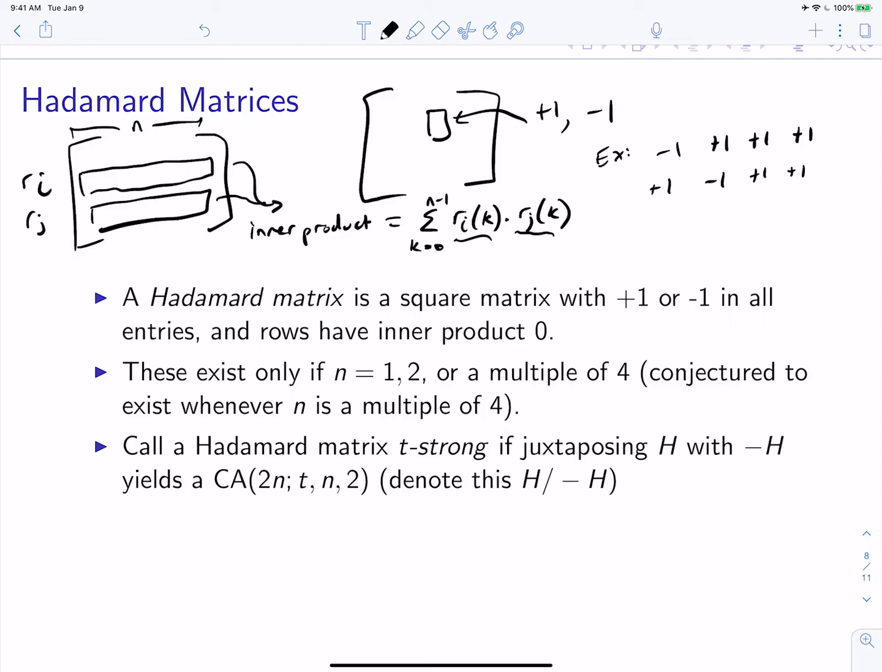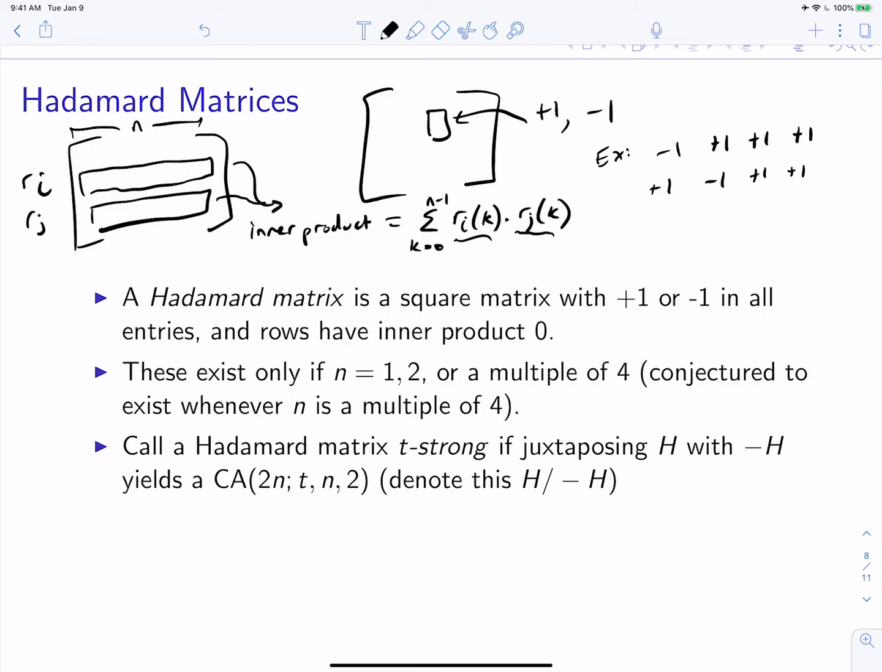Okay, so let's see. So then let's say we have these two rows. Then what we have here is we have, is that right?